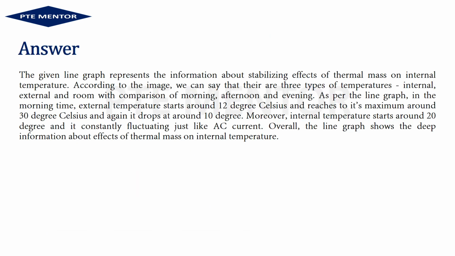The given line graph represents the information about the stabilizing effects of thermal mass on internal temperature. According to the image, we can say that there are three types of temperatures: internal, external and room, with comparison of morning, afternoon and evening.